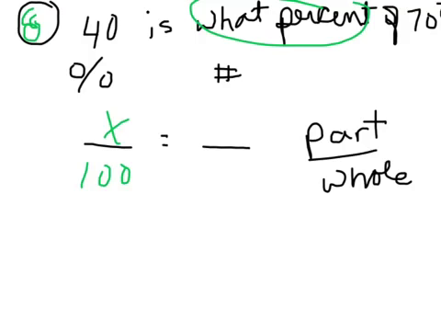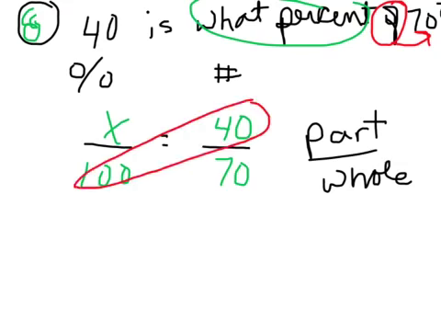Now 40 is some part of 70. I don't know what part it is, but it is part of 70. So 40 is my part, and 70 is my whole. And again, one reason I knew 70 was the whole, "of" tells me that the whole is coming next, and that's what I have down there. Okay, so now we solve.